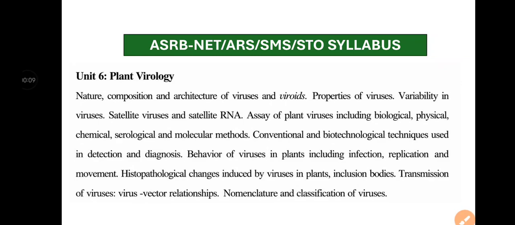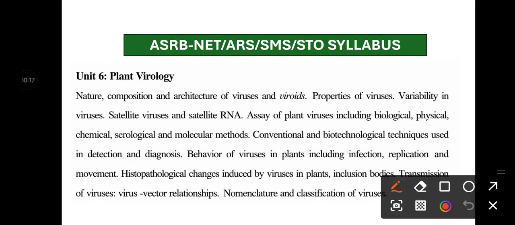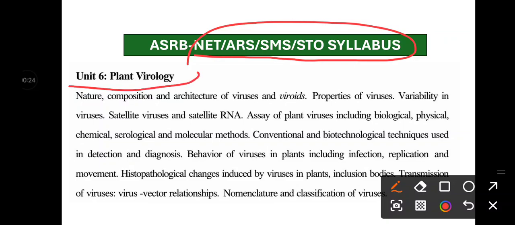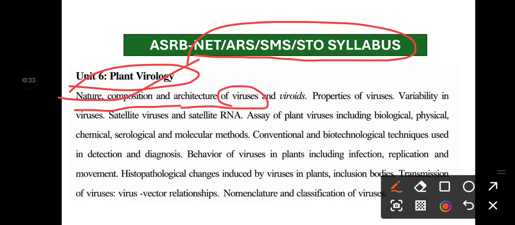As you already know, in this series we are discussing Unit 6 as per the ASRB syllabus for the NET, ARS, SMS or STO. The unit 6 plant virology we are discussing. We have already covered the nature, composition and architecture of plant viruses. Now it's time for the viroids.